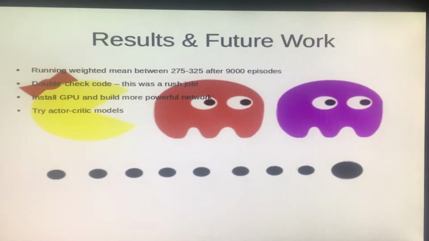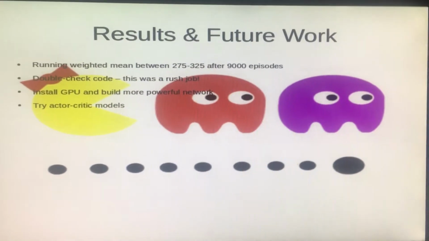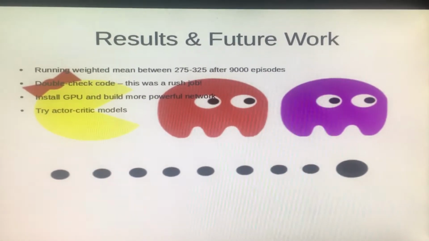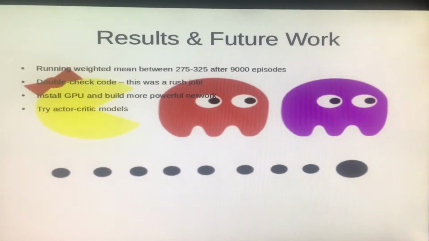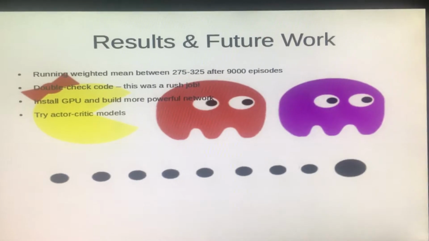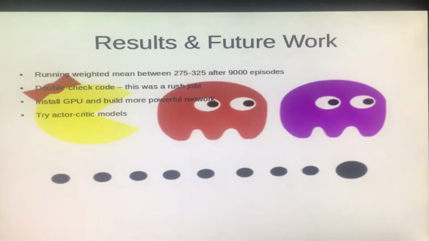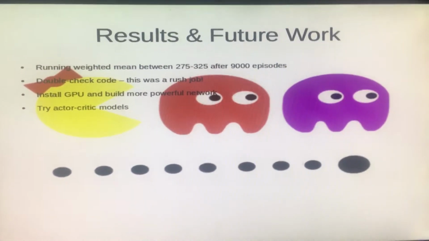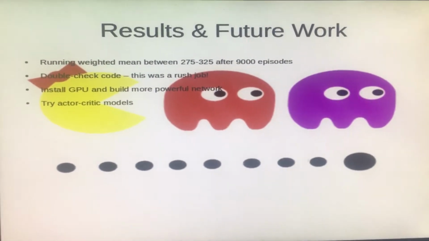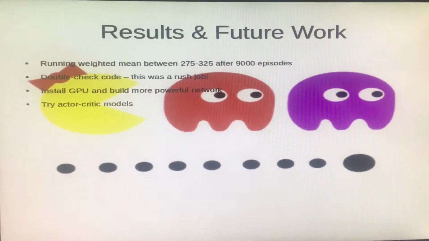So what am I going to do since I'm obsessed with this goal? Well, first I have to double check all the code. This was a rush job to get it done in time, so I'm not absolutely certain that everything's working as it should be. That's step one. Step two is to get a GPU and build a more powerful network. As I said previously, the network I picked was basically the most powerful one I could run, so improving that might improve the results considerably.